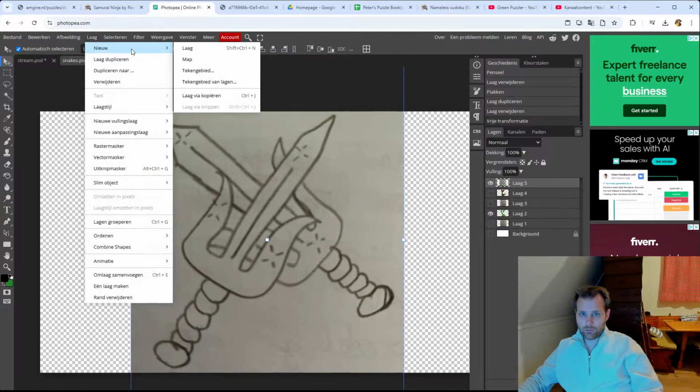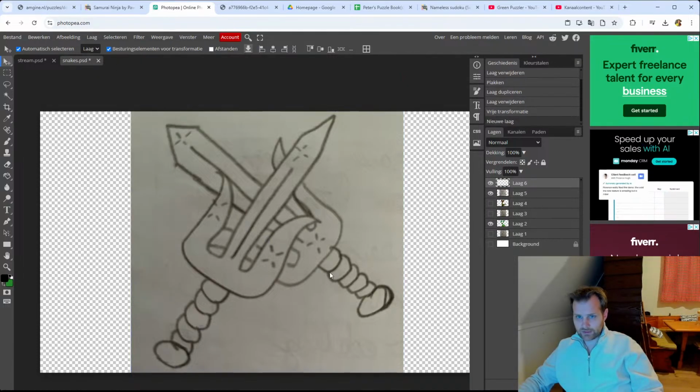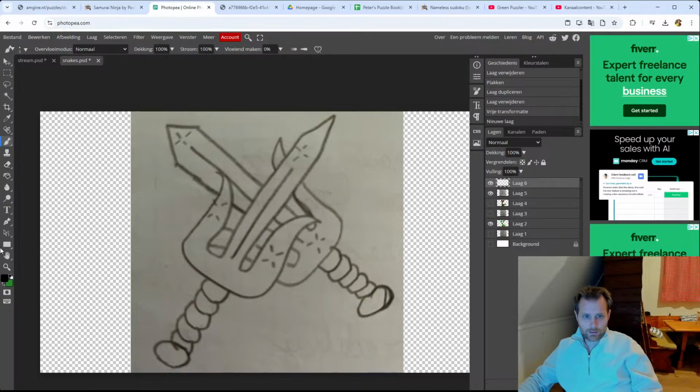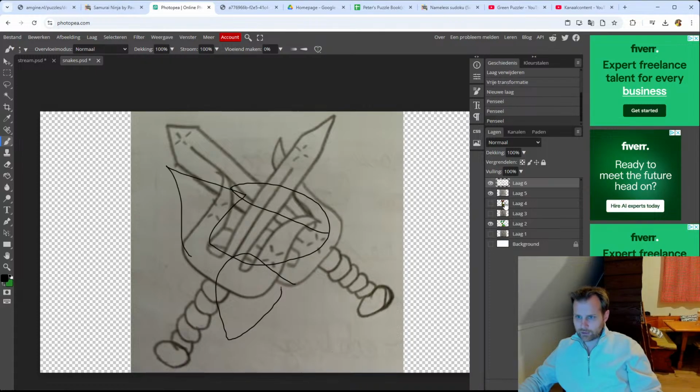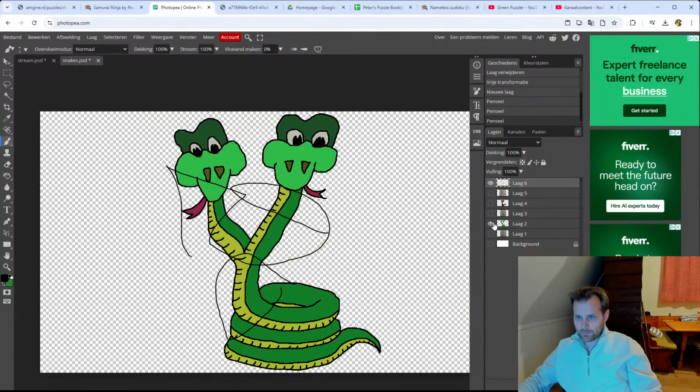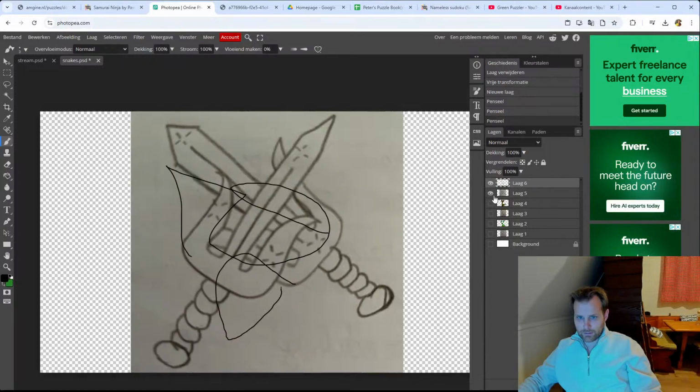I want a new layer. Yes, okay. What I did wrong, I didn't put a new layer in, so I put the layer. So yeah, I can show you. Where is my pen? Oh, there. Yeah, so let's see, I drew something, and now you can see it with and without.